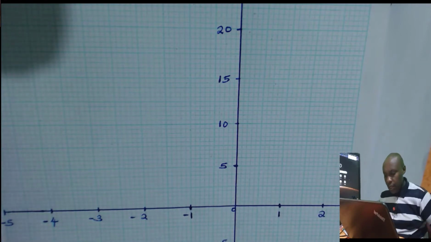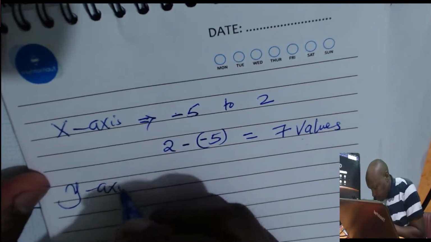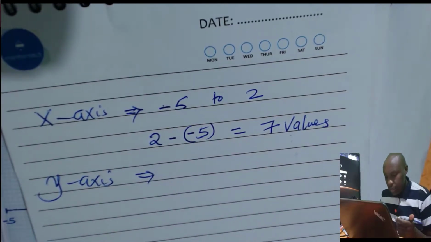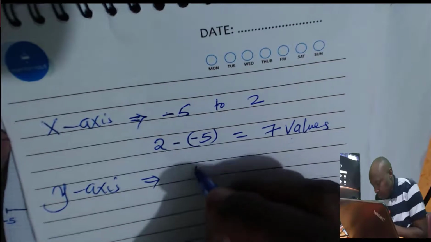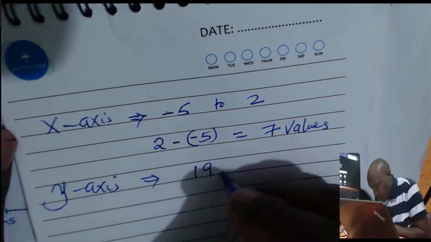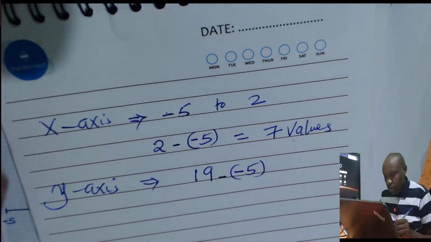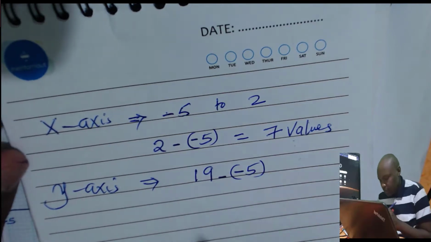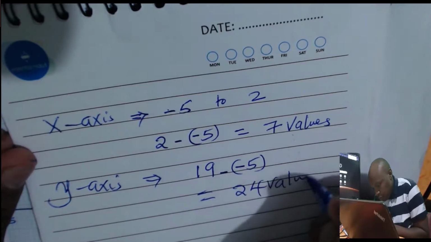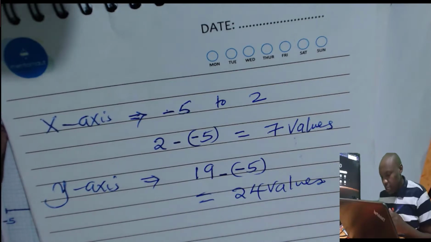Now for the y-axis, let's go to the y-axis. The y-axis, you look at the largest value. The largest value is 19, and then the smallest value is -5. So get the difference between the largest value and the smallest value for the y-axis. So this one will give 24 values.